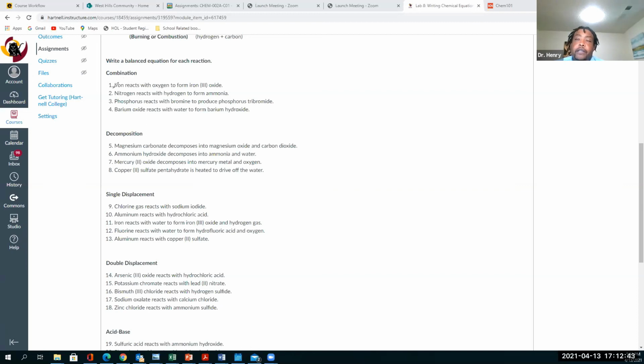Okay, so like this one here, it says iron reacts with oxygen to form iron 3 oxide. So then we know that our reactants, who are our reactants? We're going to underline them in green. Iron and oxygen. So we know that the symbol for iron is what? Fe. Okay. Is iron diatomic? No. We know that iron is a metal, so it's going to be a solid.